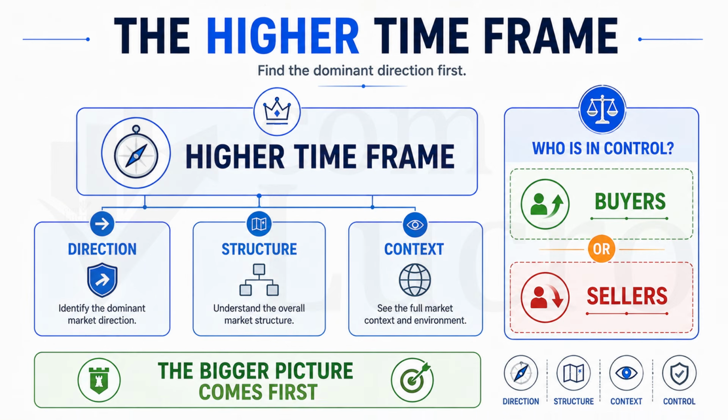When using top-down analysis, there are three important time frames every trader should understand. The first one is the higher time frame. This is used to determine the dominant market direction. In simple terms, we want to know who is in control, buyers or sellers. The higher time frame gives us the overall trend, the major structure, and the broader context of the market.